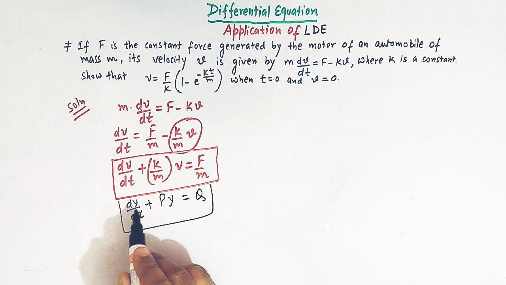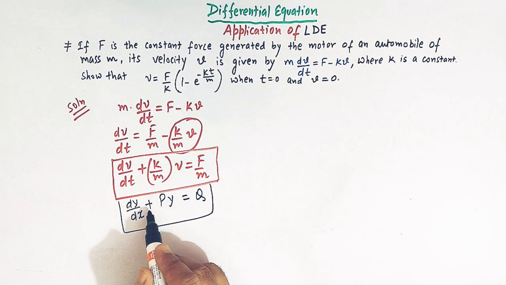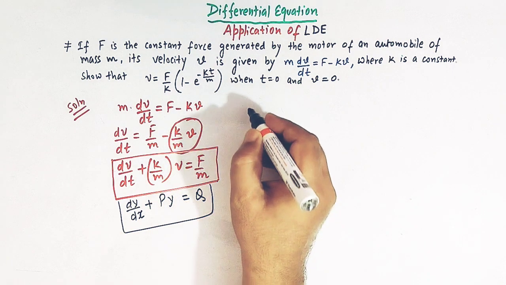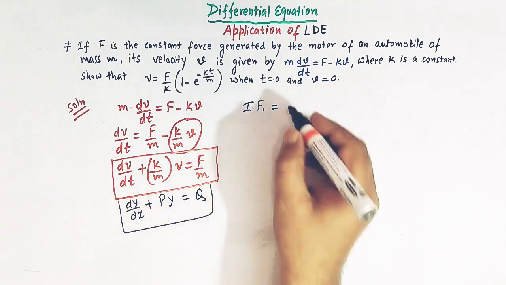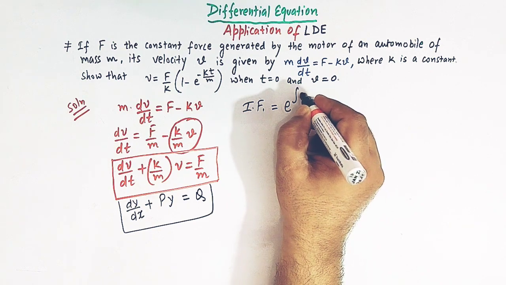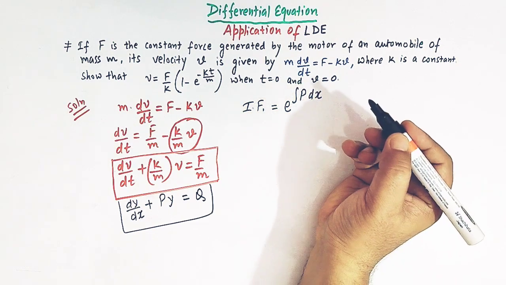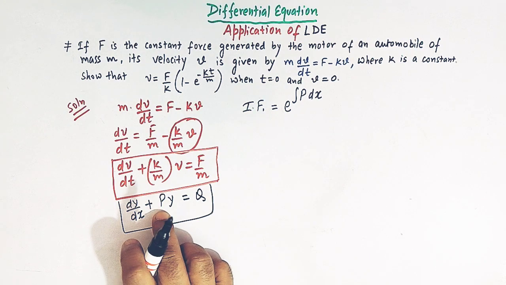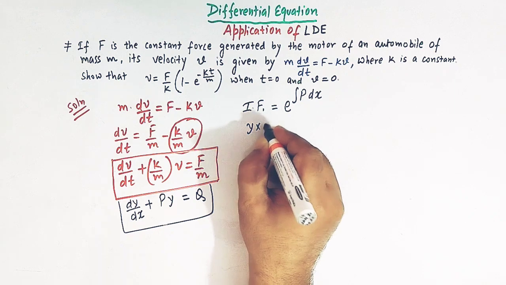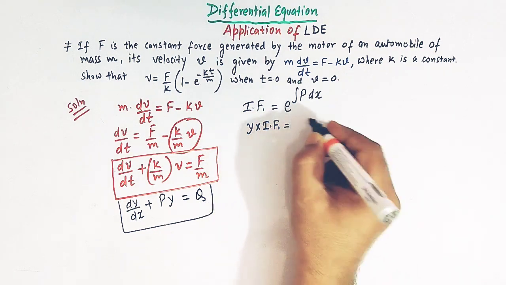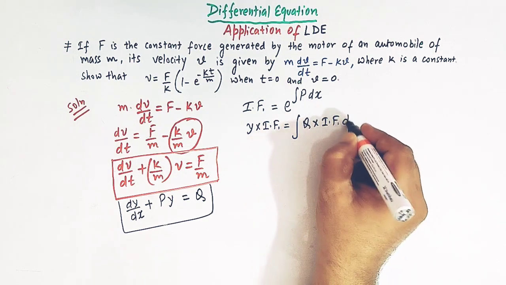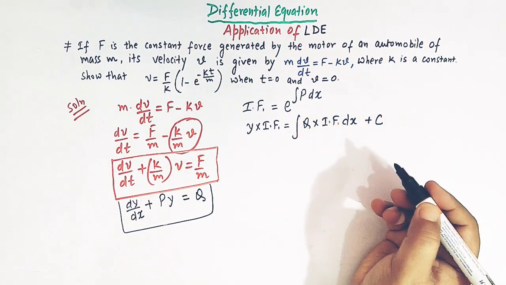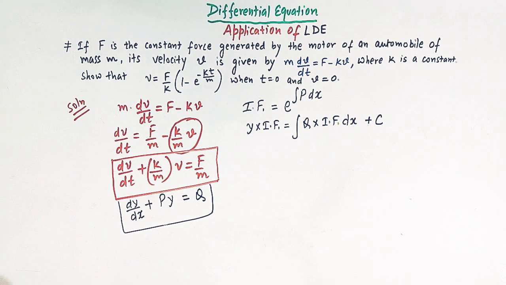Whenever we have a linear differential equation of the type dy over dx plus py is equal to q, we always find the integrating factor, which is given by e raised to integral p dx. And the solution is given by y times the integrating factor is equal to the integral of q times the integrating factor dx plus c, where c is the constant of integration.